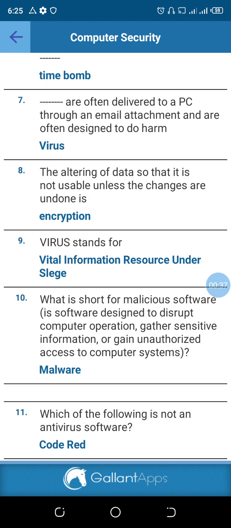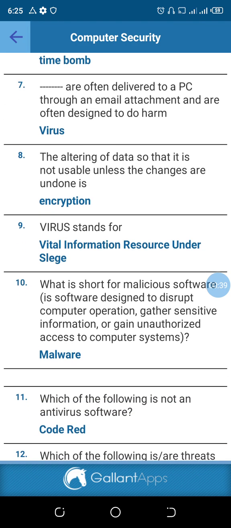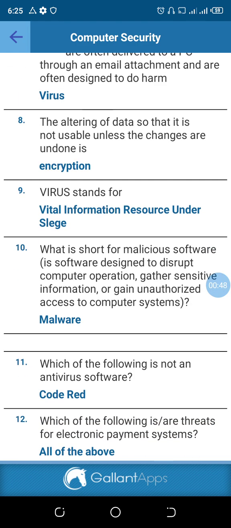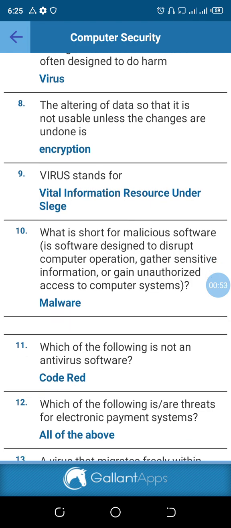Viruses are often delivered to a PC through an email attachment and are often designed to do harm. The altering of data so that it is not usable unless the changes are undone is encryption. Virus stands for Vital Information Resources Under Siege.